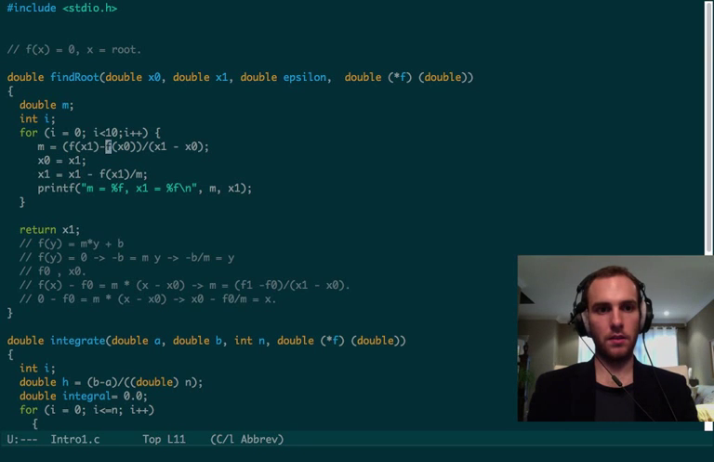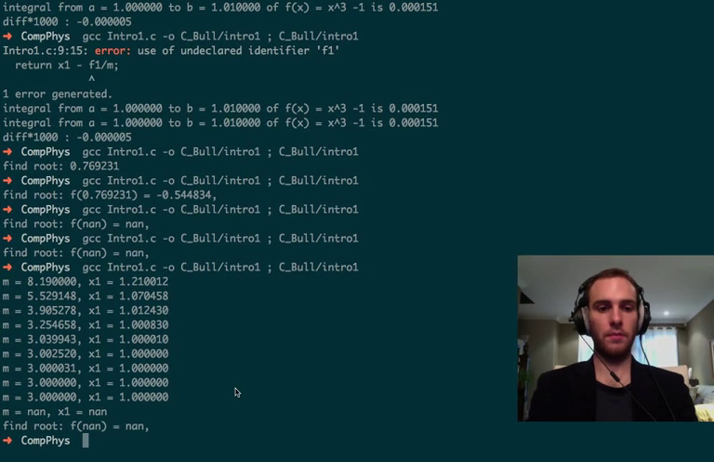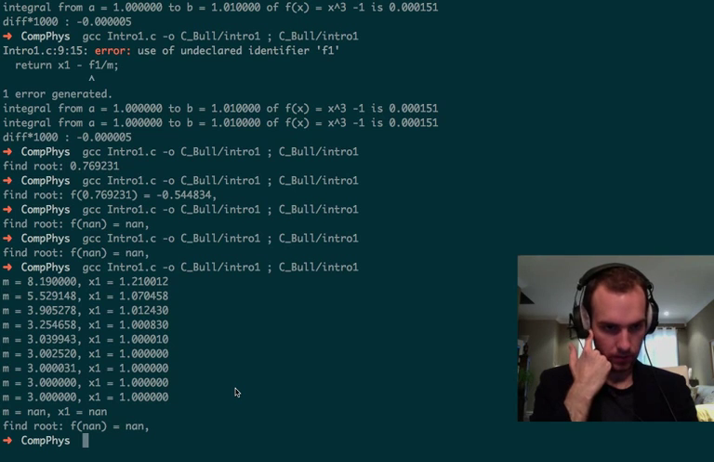Something may be bad, because this is really, really small. This is really small. And at some point it becomes 0 over 0. And then we get not a number. That's what seems to have happened here, because m became not a number before x1.